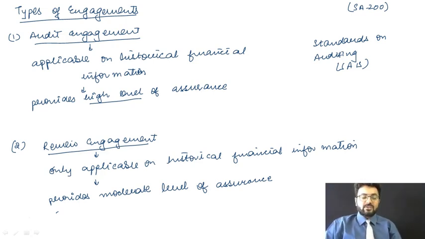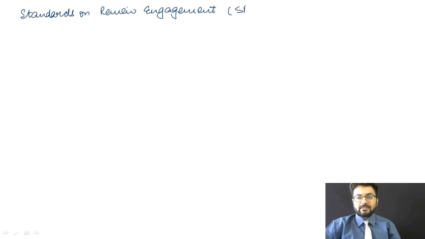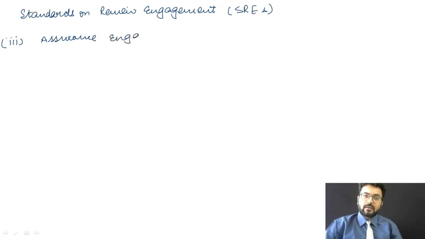Now, moving on to next, review engagement. That is all about standards on review engagement. So when it comes to review engagement, they do have different standards. This is the short form, SREs, which is generally used, will be using these kind of short forms so many times. And after that, the third type of engagement which is used over there, that is assurance engagements. So both of the previous two points were applicable on historical information.